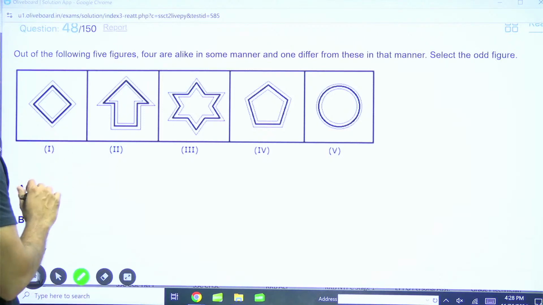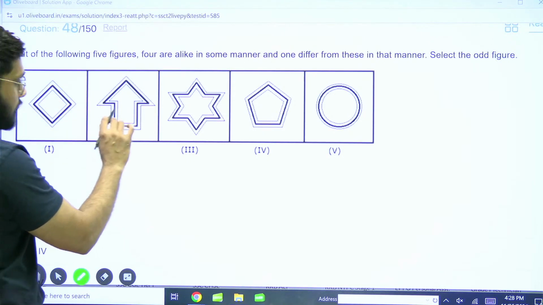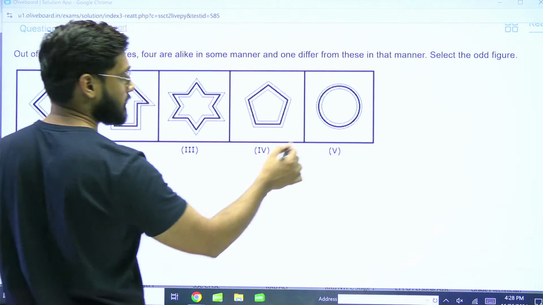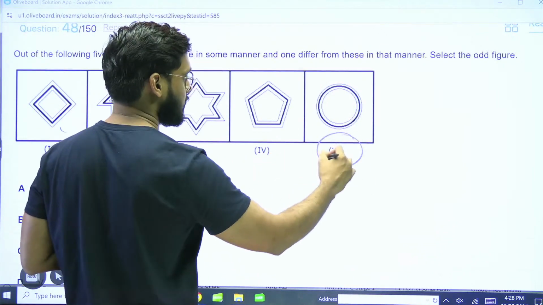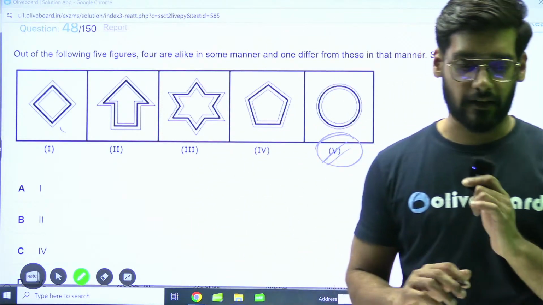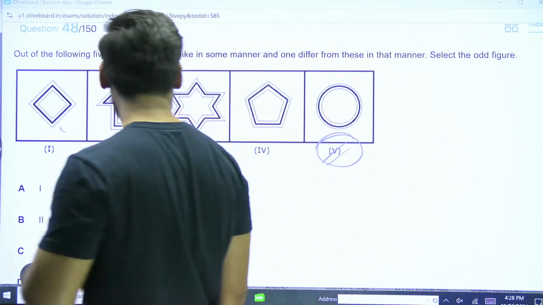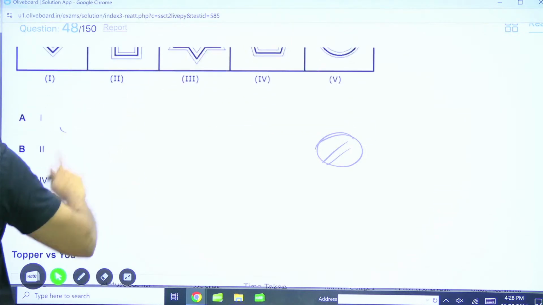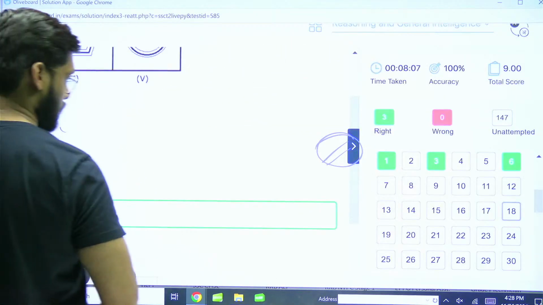If you see carefully, all these figures have sides, edges, I can say, but this does not have any edges. So I think the circle should be the odd one out. Let's mark this one. This 5 is given in which option? In D. So D is the right answer.